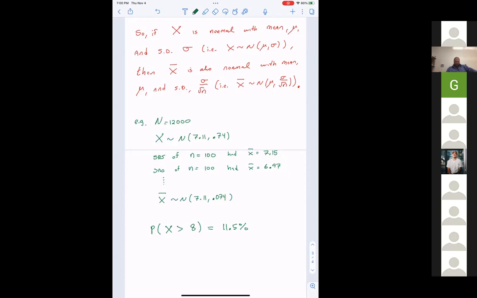Wait, so we use 0.74? Yes, because we're looking at one person. We're not looking at a sample. We're looking at one person from the original population. The population had a mean of 7.11 and a deviation of 0.74. So the question is, what's the probability that one person was more than 8? And the answer from the calculator is about 11.5%. We agree?